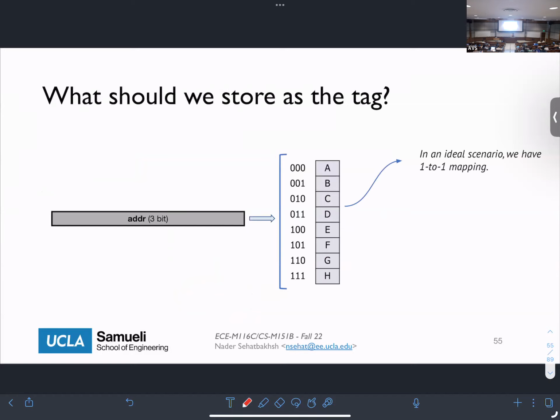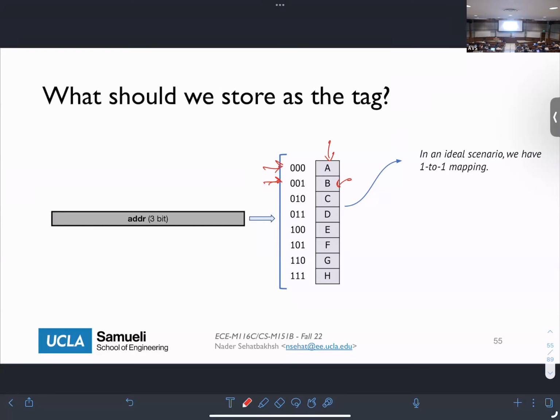And let me start with this simple example of, let's say we have only 3 bits. Okay, the address is 3 bits. And in an ideal scenario in our cache, we have 2 to the power of 3 entries in the cache. So we have 8 entries in the cache. In this case, all we need to do is just index this table and bring the data that we want. We don't need to be worried about tags because we don't need any tag. Because for any address that we have, there is a one-to-one mapping to exactly 1 entry in my cache, right? So 0, 0 means A, 0, 1 means B, and so on and so forth.